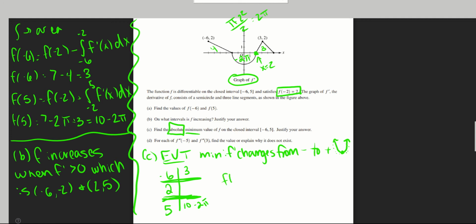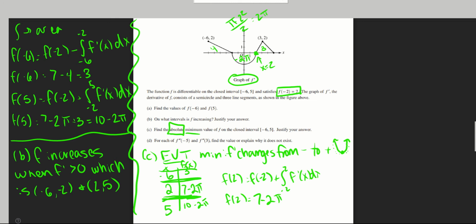So f of 2 is f of -2 plus the integral from -2 to 2 of f prime of x dx. I'm going to leave some space. Since we know -2 and we're trying to find 2, that means we're moving forward, so we add it. So f of -2 is 7. The integral from -2 to 2 is -2 pi. So that means 7 minus 2 pi is our value for 2. I should be more specific here that this is x and that this is f of x.